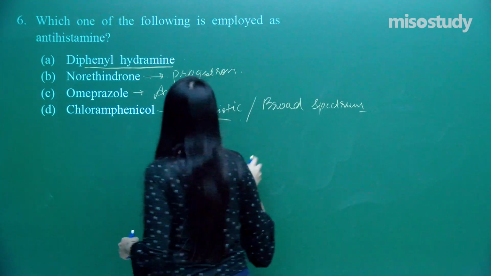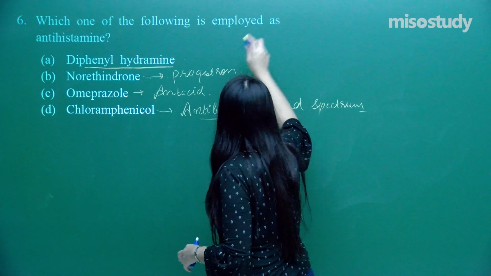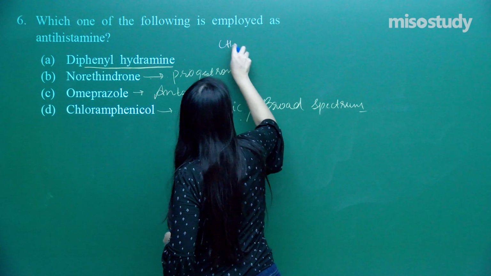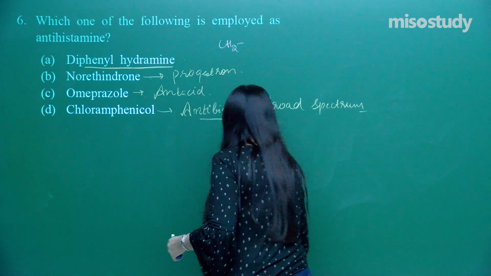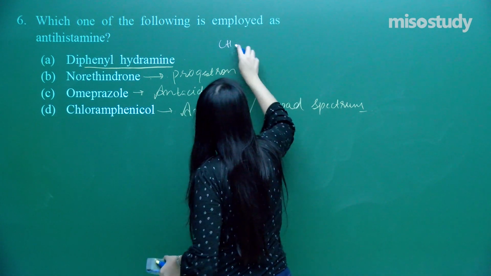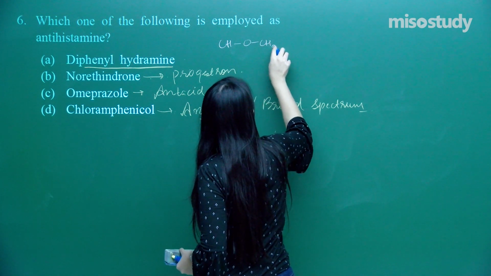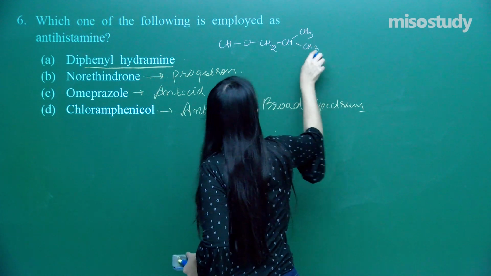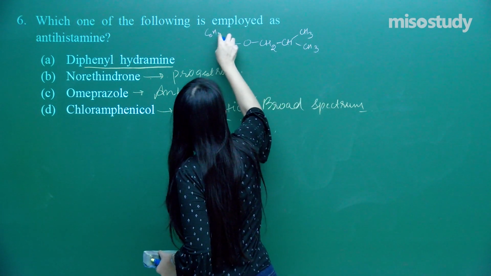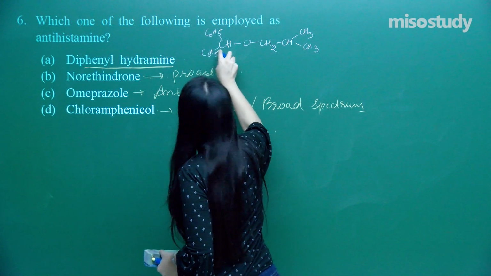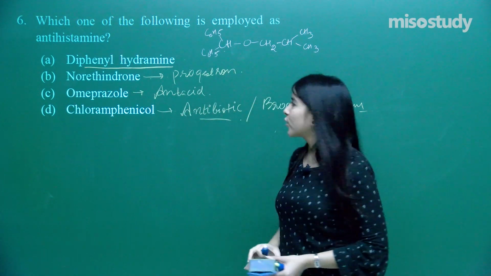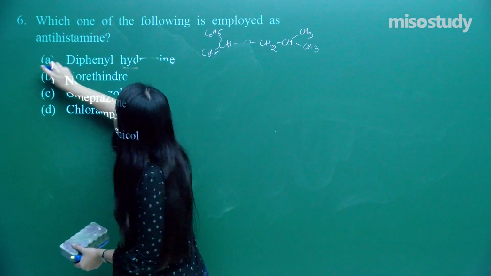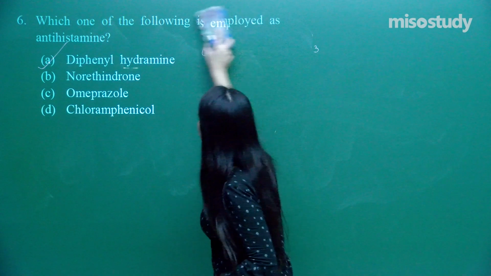And the structure, let us just draw the structure for diphenylhydramine, which is, I've got diphenyl. So that could be something like this. So that is what we have. So I hope everybody is following up. So let's move on to the next question. The answer over here was diphenylhydramine, which is an antihistamine.